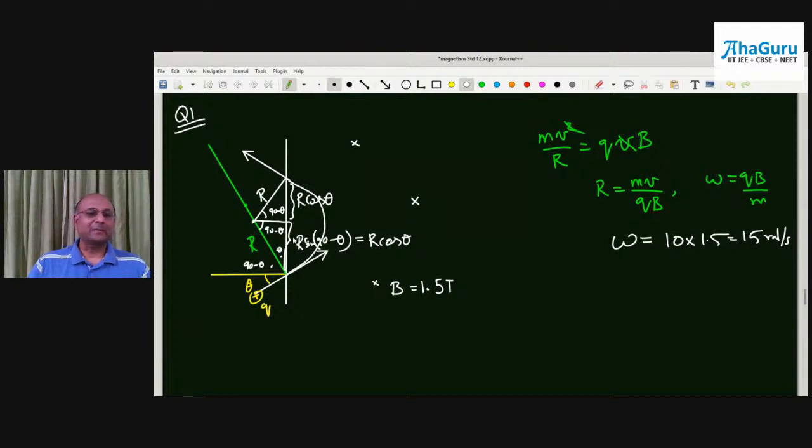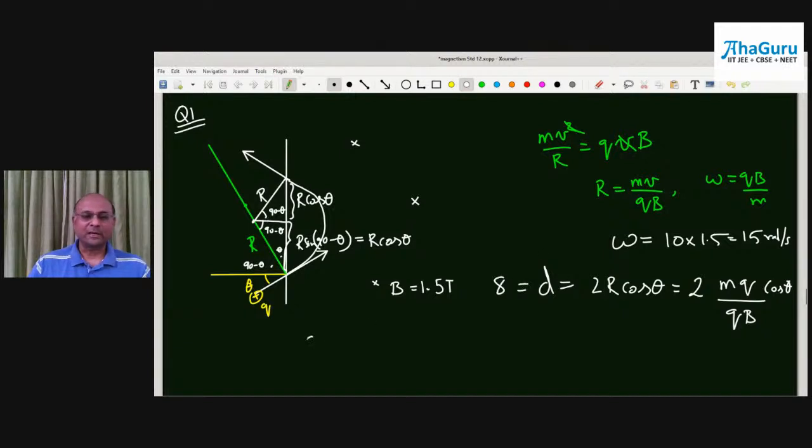So the question was only asking me what is D? Well, D, right, this distance is 2R cos theta. And 2R cos theta is 2 times R, which is mv by qB, into cos theta. And we don't even want D. We know D. D is 8 meters. So this D is given. This distance is 8 meters.